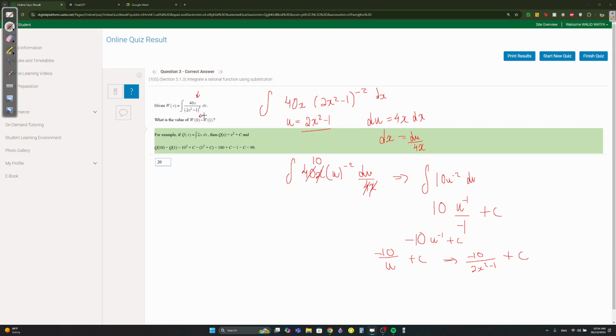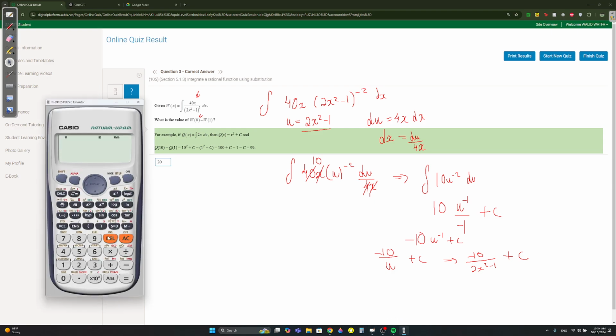What did they say? W of 0 minus W of 1. So you take your calculator and substitute 0 and 1, and subtract them from each other. Negative 10 over 2x squared minus 1, so obviously 0 squared is just 0, minus 1. And then minus W of 1: negative 10 over 2 times 1 squared minus 1. The answer is 20. Okay.